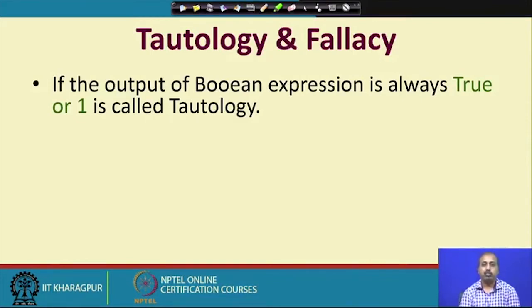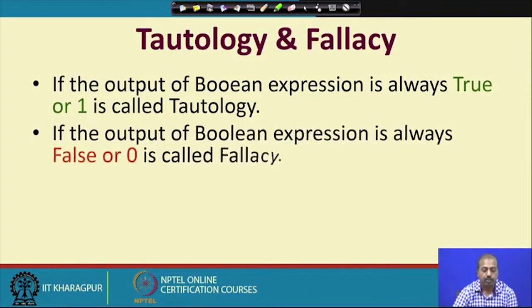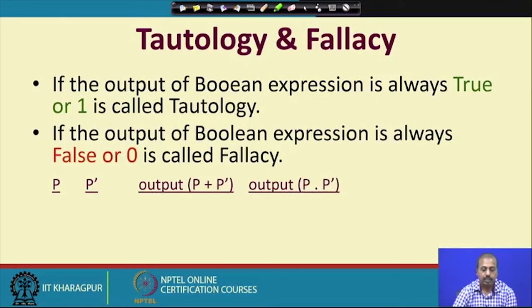In this way, Boolean expressions may be always true or always false. When it is always true, it is called a tautology. When it is always false, it is called a fallacy. So, if the output of the Boolean expression is always false or 0, we call it a fallacy. Now, suppose I have a function which is p or p bar. So, p or p bar.